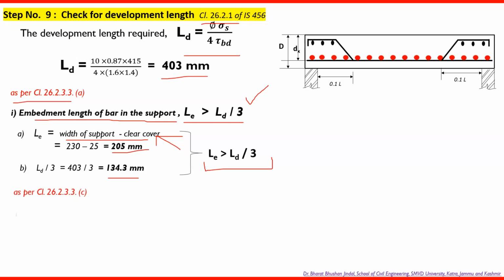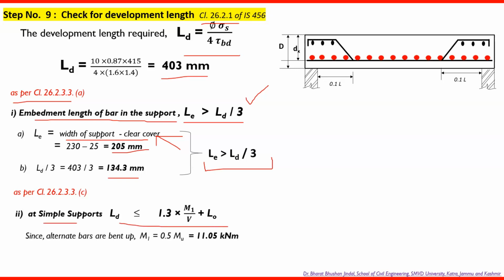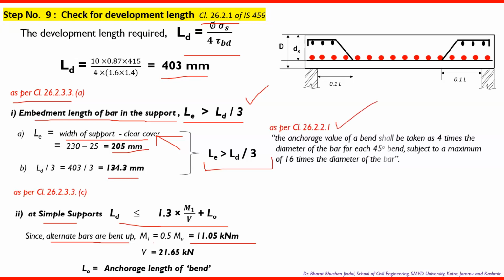Now part C of the clause gives you the value, that is, in case of simple support, L by D should be less than this formula. After putting all the values, since we are taking bent up bars, again we take M1 value as 50% of the ultimate bending moment, which is 11.05, and the shear force which we have calculated already, that is 21.65. And L naught is the anchorage length of the bend, since we are also providing the bend here. And again we have to refer to clause 26.2.1.